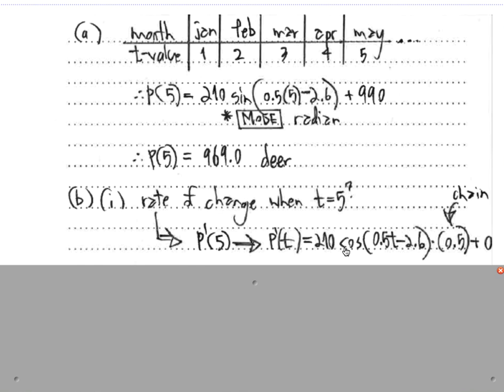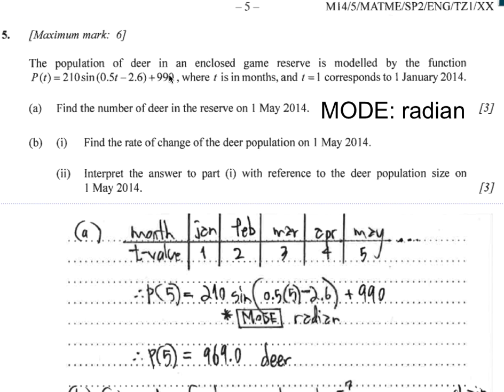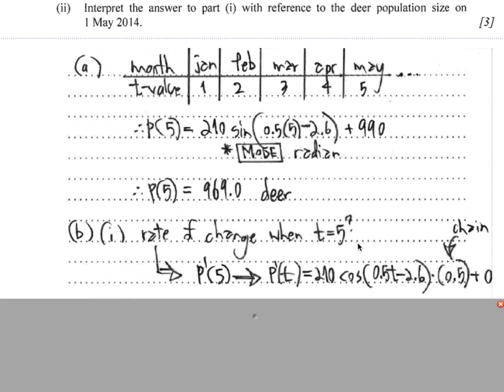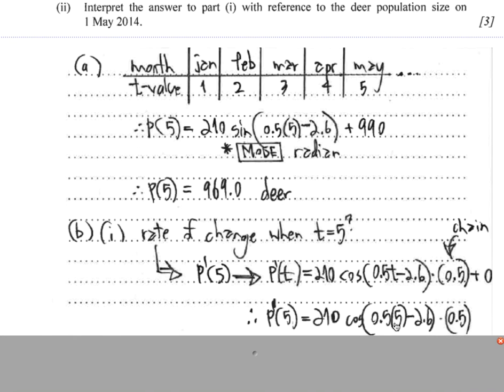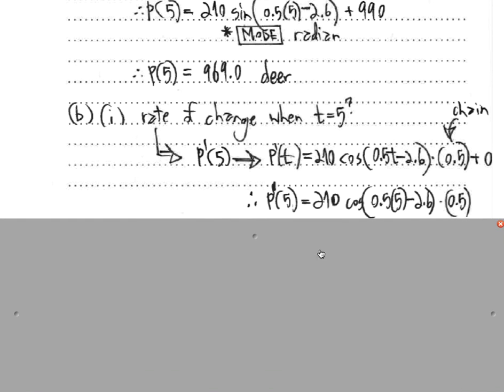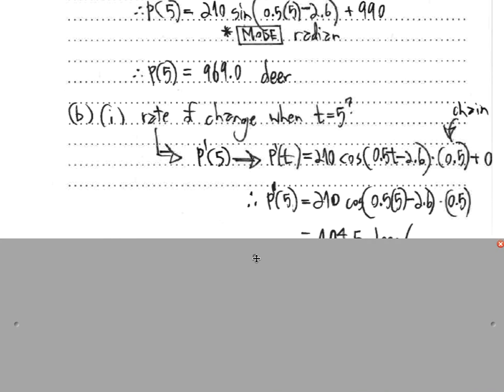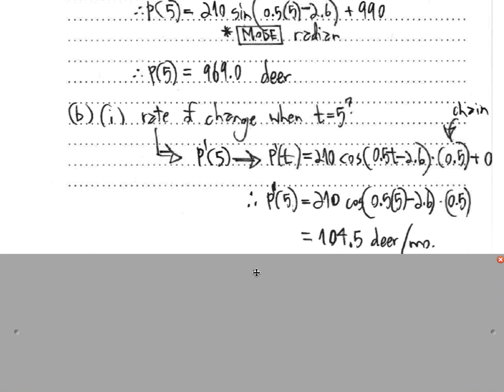The derivative of sine is cosine. But then you have to remember that we have the chain rule, as I pointed out. The derivative of the inside is 0.5, and the derivative of 2.6 is 0. And then there was a constant at the end, 990, and by virtue of it being a constant, the rate of change is 0. Then let's interpret that particular answer after we substitute in the value of 5 that corresponds to May 1st, letting your graphic display calculator do the work. So it put in a shift there for you, and it came up with 104.5 deer per month.